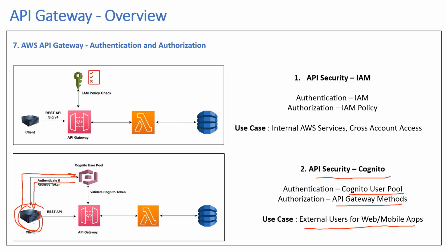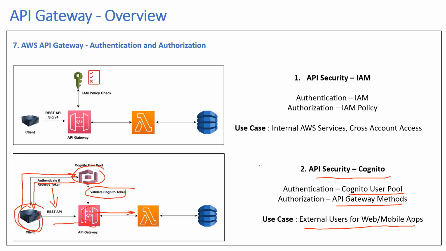Now this client is going to make a REST API call along with the token that has been provided by the Cognito user pool, and it will make that request to the API gateway. So once the request comes to API gateway, the API gateway already has an integration with the Cognito user pool. So it will validate this token provided by the client with the Cognito user pool. And if the token is validated, then it will allow the request to come to the backend. So this is the second way in which you can authenticate and authorize using the AWS API Gateway. We'll take a look at the console in a little bit.